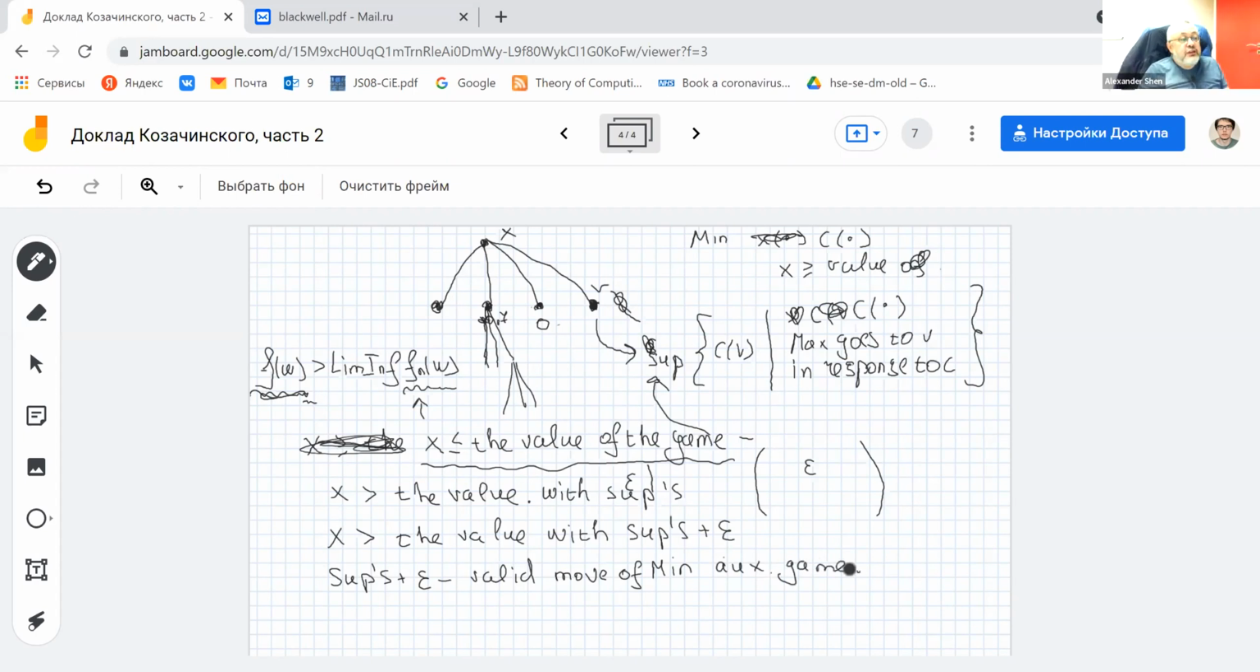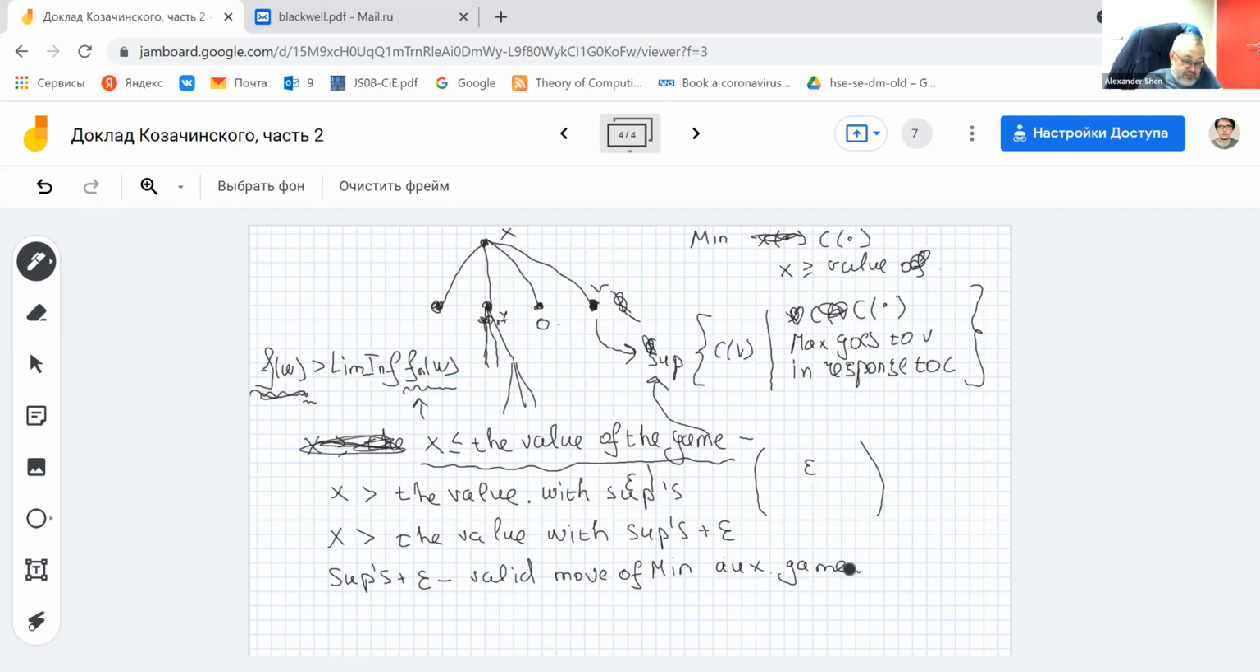So you say that if the new game has bigger value, then we can consider a counter strategy. No, if the new game has small value, then we can consider the counter strategy for min in this new game, yeah? And then consider this as a strategy in the original game and take a counter move of max. That's what you're saying.